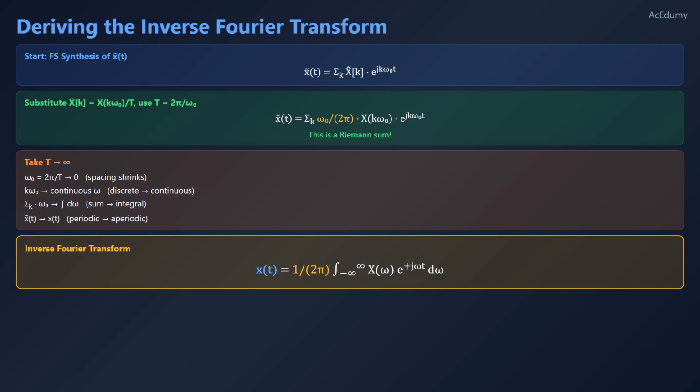Look carefully, this is a Riemann sum. As T goes to infinity, ω0, which equals 2π over T, approaches 0. The discrete frequencies kω0 become the continuous variable ω, and the sum becomes an integral. In the limit, x̃(t) approaches x(t), and we obtain x(t) equals 1 over 2π times the integral from negative infinity to infinity of X(ω) e to the jωt dω. This is the inverse Fourier transform.